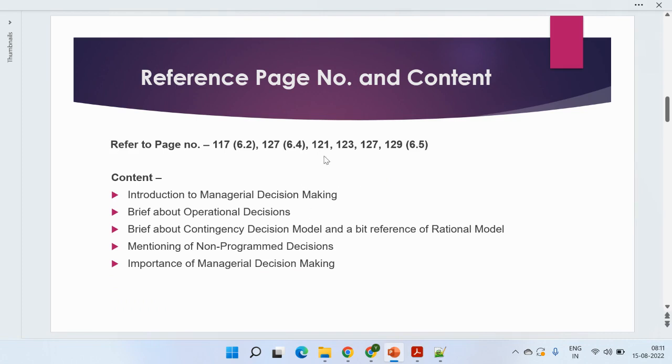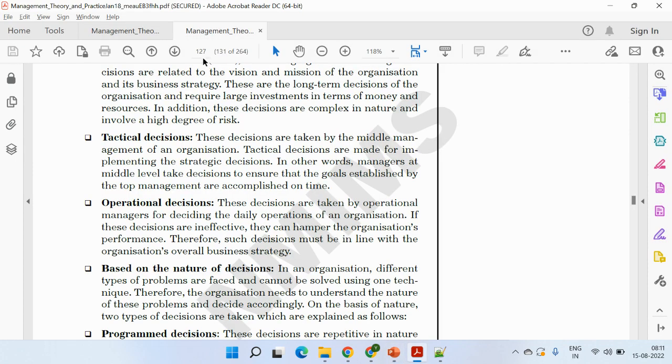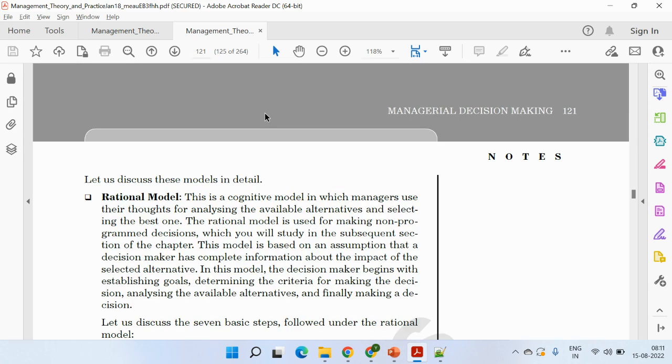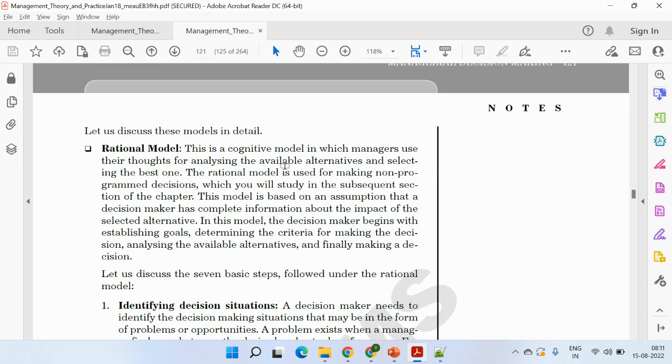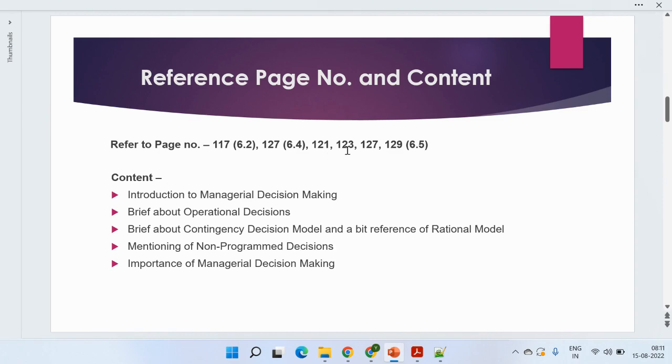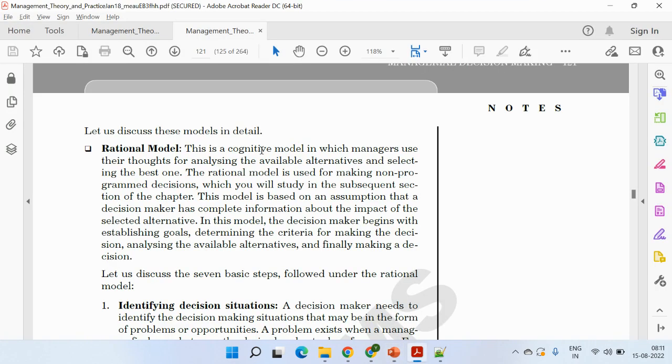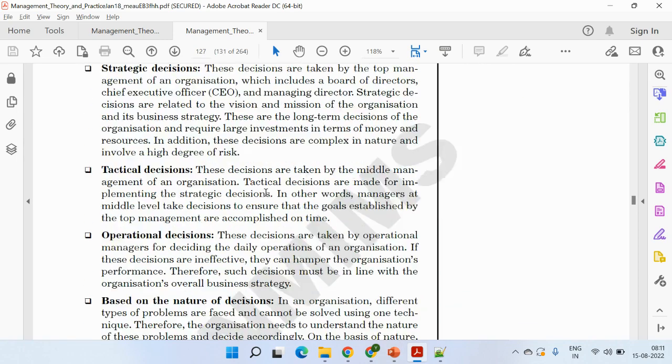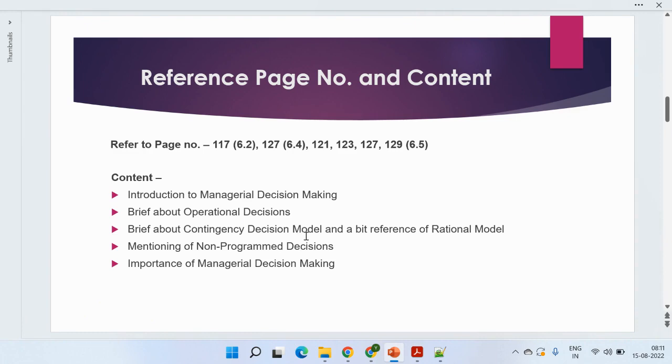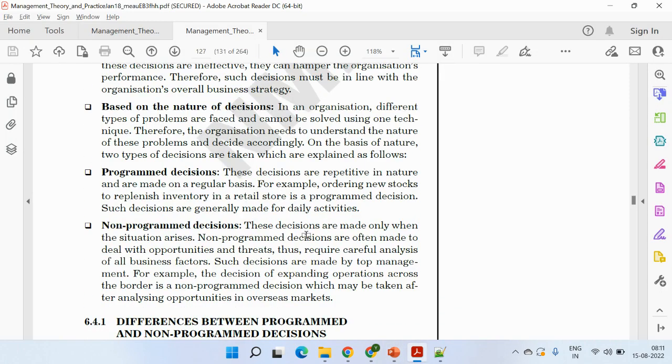Then the next part comes at page number 121. Before going to page numbers 121 and 123, we just go to page number 127. Here we just need to give a brief about contingency and reference to the non-program decision. Firstly, we need to talk about the second situation, which is basically a mix of different decisions, right?